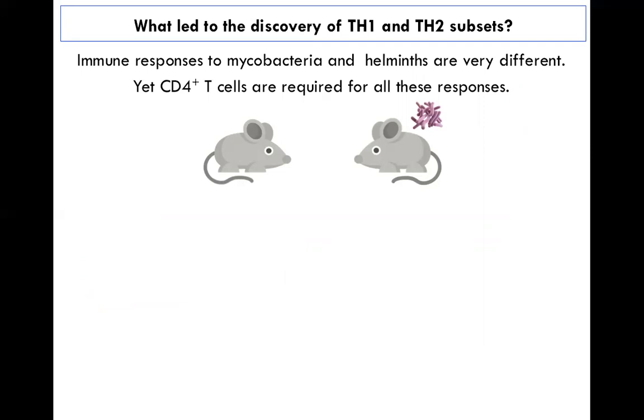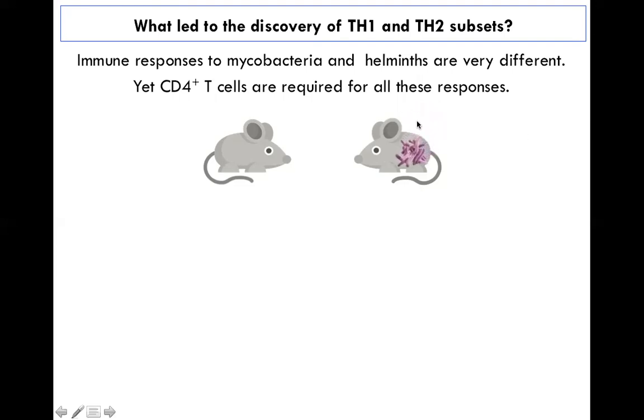First, we will try to understand how these subtypes were discovered, how their discovery was possible, and what led to the discovery of TH1 and TH2 subsets. Taking the example here, the immune response to mycobacteria. We already mentioned the example of mycobacteria and helminths. They are different kinds of pathogens, and in both cases CD4 cells are required for the response.